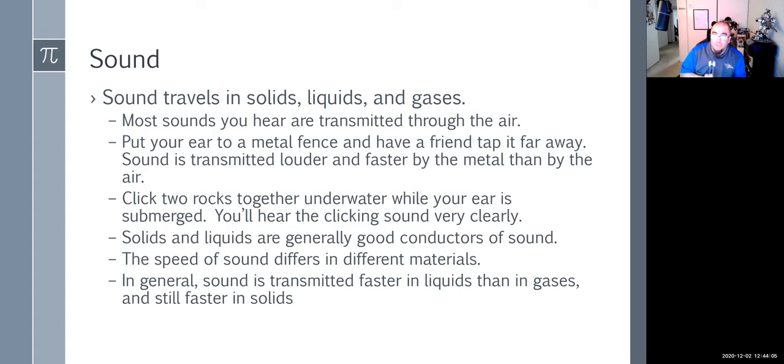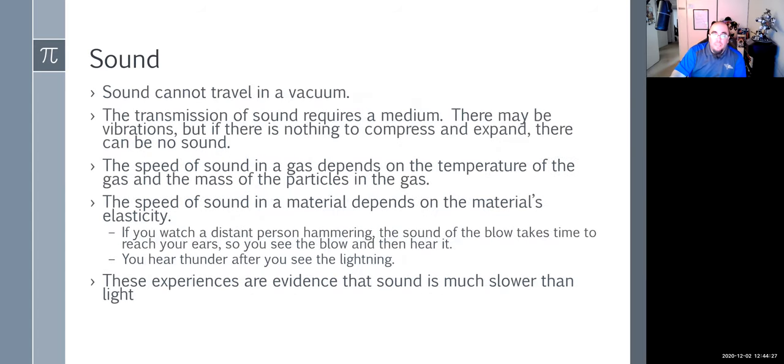Solids and liquids are generally really good conductors of sound, right? But the speed is going to vary based upon the material that makes up the liquid or the solid. In general, sound is transmitted faster in liquids than gases and still faster in solids. So solids are usually the fastest. But in a vacuum, sound can't exist, right?